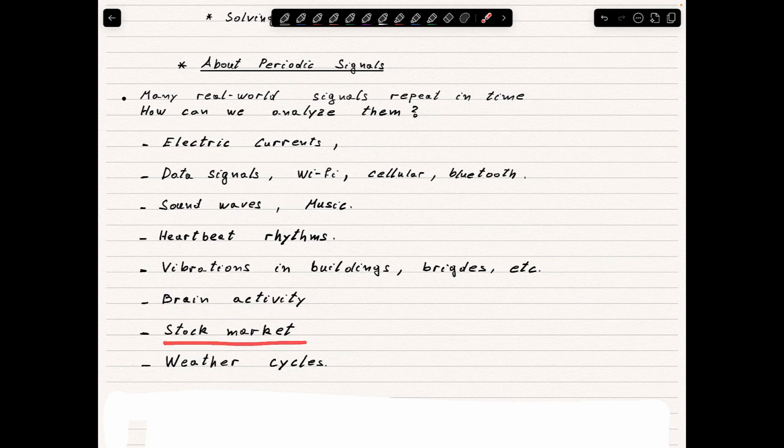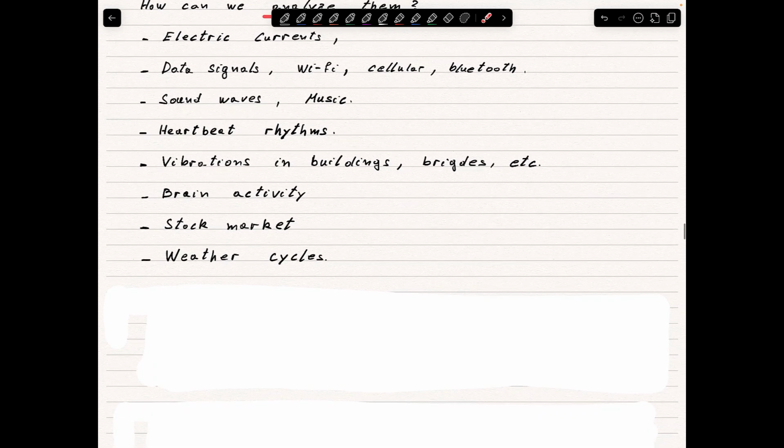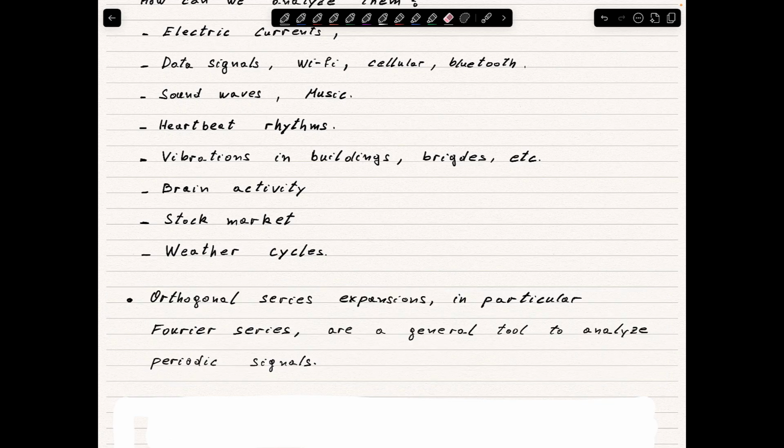The stock market always has fluctuations that have some periodicity. Weather cycles, everything is related to the 24 hour, monthly or yearly cycles. So all these phenomena involve periodic signals. And then what is a good way to analyze this type of periodic signals? Well, a good way is with orthogonal series expansions, in particular Fourier series, because this is a very general tool to analyze periodic signals.